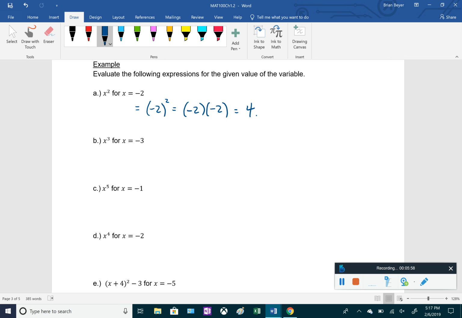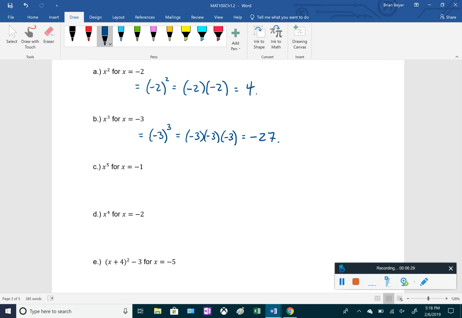Okay, and then for x cubed, we evaluate x cubed for x equals negative 3. We plug in a negative 3. So negative 3 to an odd power, we know our answer is going to be negative, but I'll write the whole thing out. So this is negative 3 times negative 3 times negative 3. Negative times a negative is positive, times another negative is negative. 3 times 3 times 3 is 27, so negative 27.